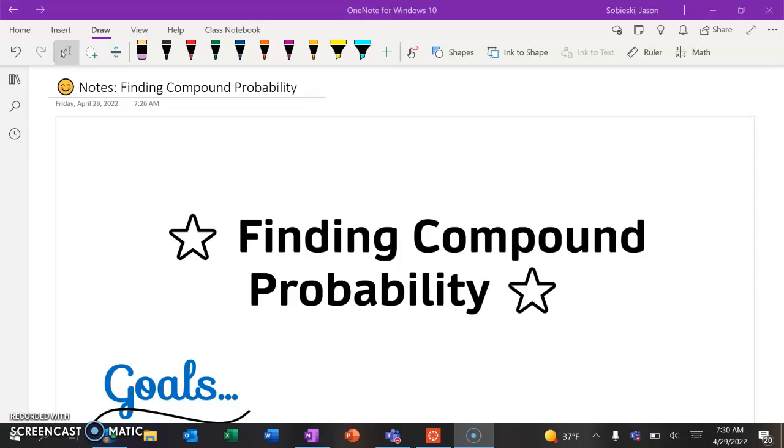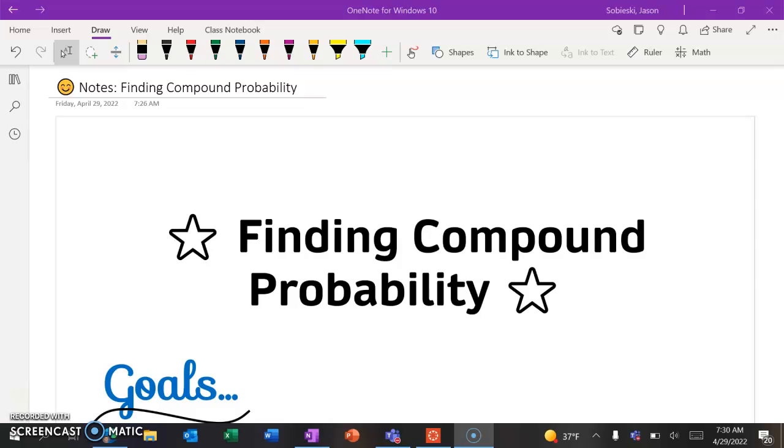Hey everyone, so in this video we are going to be continuing with compound probability, which again is the likelihood that two independent events will happen. So yesterday we spent our lesson learning about how to list the sample space of compound probability with a tree diagram, right? Which helped us say, well, if we have these two events happening, what are all of the possible outcomes that we could have, right?